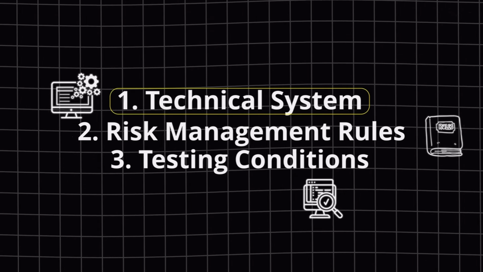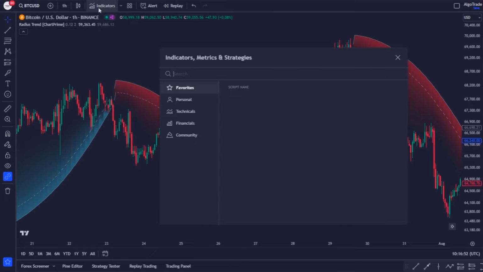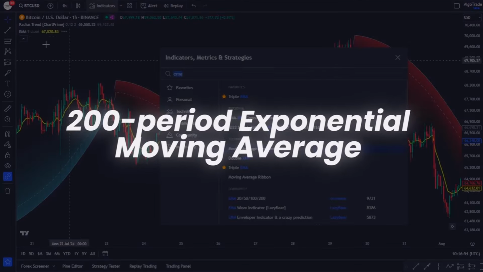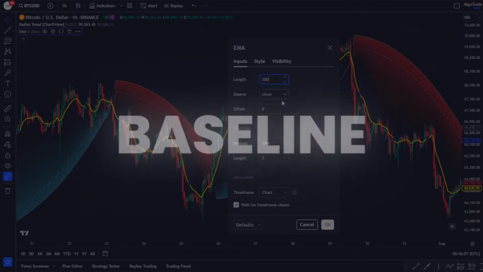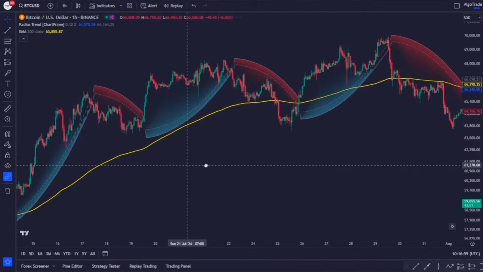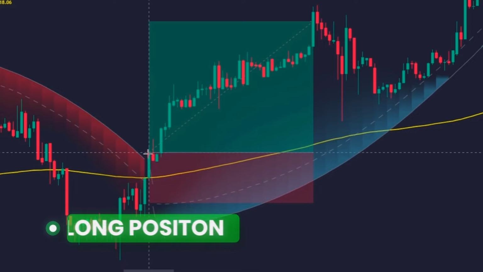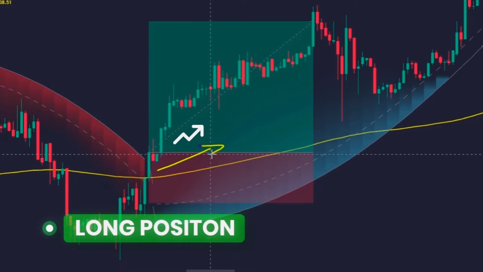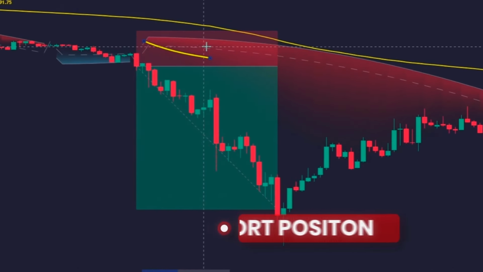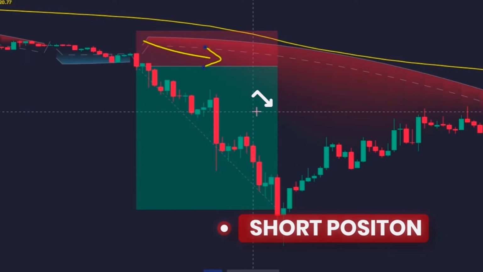Regarding the technical system, in addition to the Radius Trend, I will also use a 200 period exponential moving average as a baseline to filter out losing signals from the indicator. Here you have an example of a long position where the price is above the 200 EMA, and here you have a short trade example where the price is below this baseline.